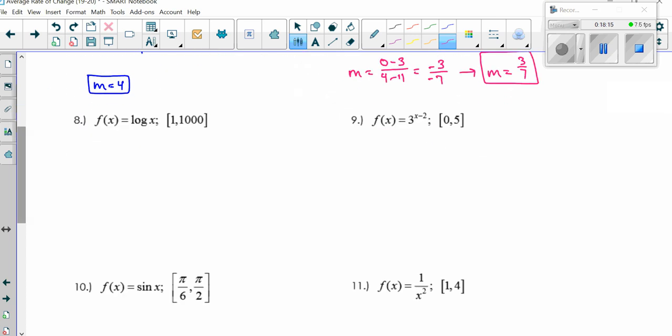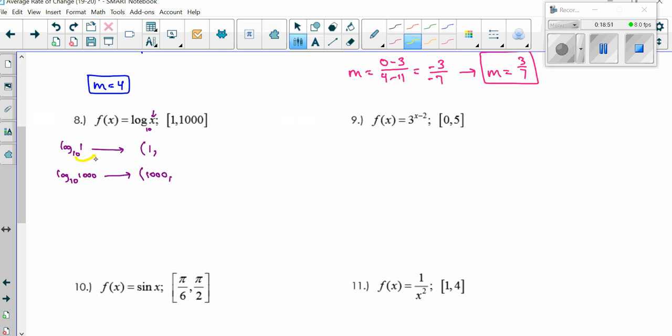Now we're going to do one with a little bit more simple of a log. Remember that this is log base 10, so I'm going to write this out again. This is going to be log base 10. I'm going to substitute the 1 in, which is going to go right here. So log base 10 of 1, and then it's going to be log base 10, and then I'm going to substitute the 1,000 in. So 1,000. Okay, so that's going to give me my two coordinates. So when x is 1 and when x is 1,000.